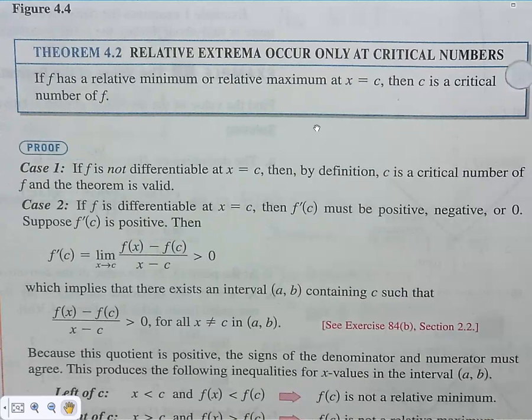Nothing to do with trig. So it's not true that if C is a critical number, then it has to be a relative max or min. It's just true if there's a relative max or min at C, then C has to be a critical number.